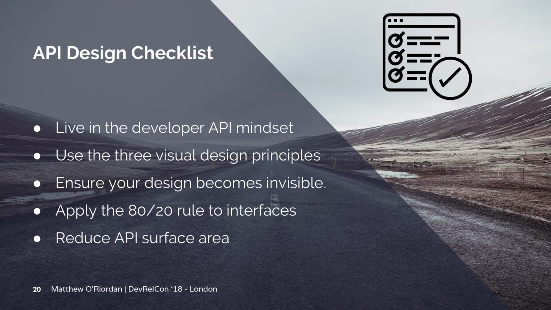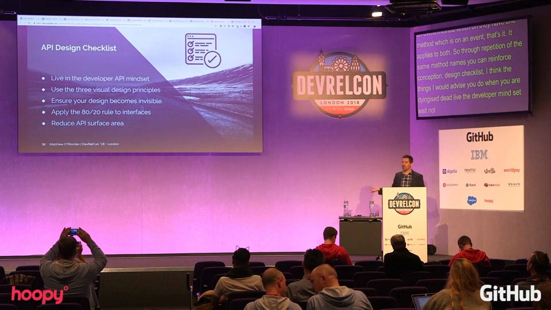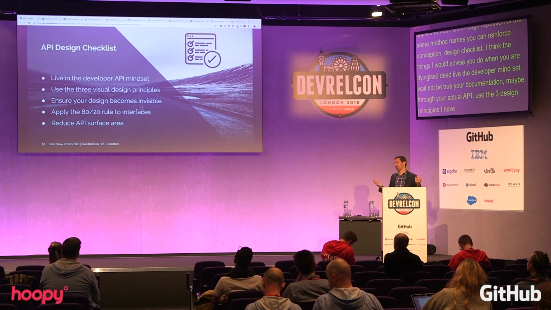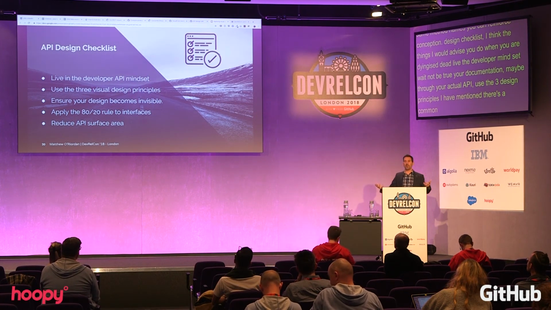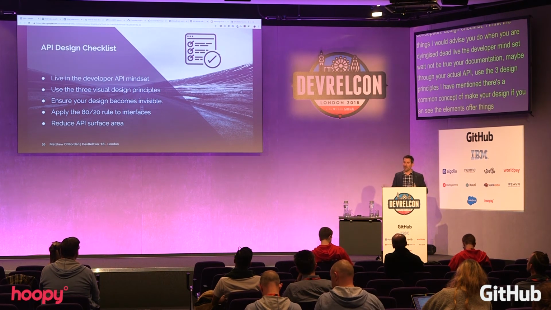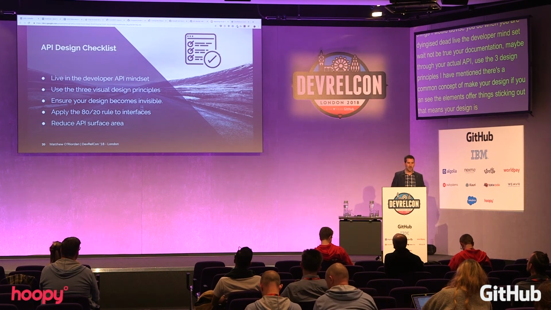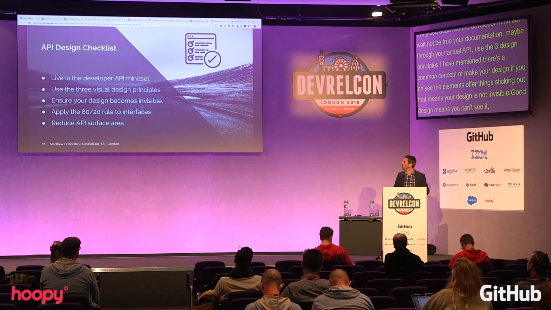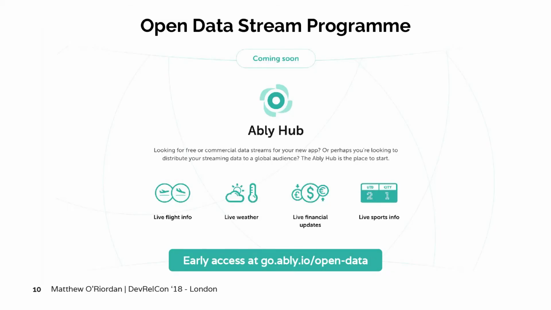So, a quick design checklist. The things I would advise you do when designing APIs is live in the developer API mindset. Think about how they're going to discover your API. And it may not be through documentation. It may be through your actual API. Use the three design principles I've mentioned. There's a common concept of make your design invisible. If you can see the elements, if you can see things sticking out, then that means your design is not invisible. Good design means you can't see it. And the 80-20 rule I talked about earlier: don't let a few use cases permeate the entire API and create more surface area.